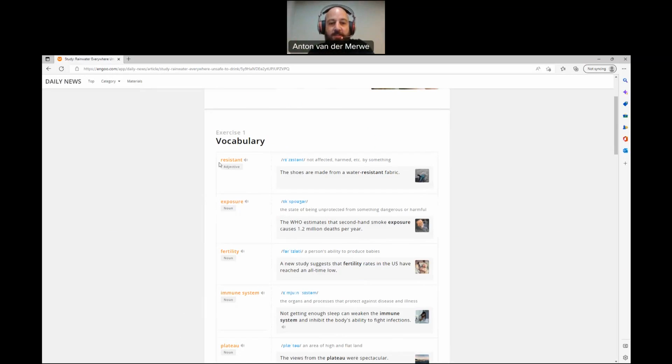First one, resistance. So not affected, harmed, etc. by something. The shoes are made from a water-resistant fabric. Okay, exposure, the state of being unprotected from something dangerous or harmful. The WHO estimates that secondhand smoke exposure causes 1.2 million deaths per year.